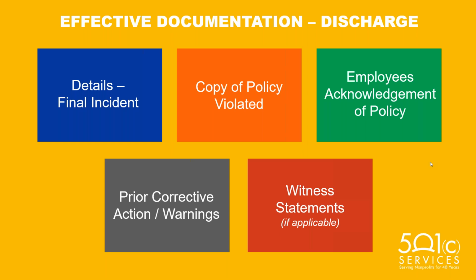The state will want to see a copy of it because they're going to want to see that you followed the policy, and they're going to want to also confirm that the employee broke the policy. Then you're going to need the employee's acknowledgement of said policy. So you don't have to prove that they read the policies, okay? You just have to prove that they were provided to them.